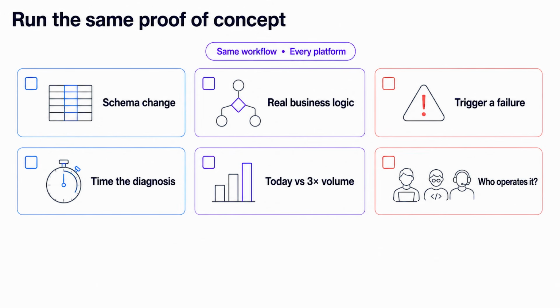Before choosing, run the same workflow in every proof of concept. Include a schema change and real business logic. Trigger a failure and time the diagnosis. Then estimate the bill at today's volume and at 3 times that volume. Also test who can operate the pipeline after launch.